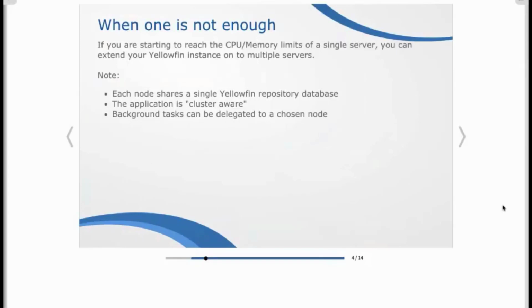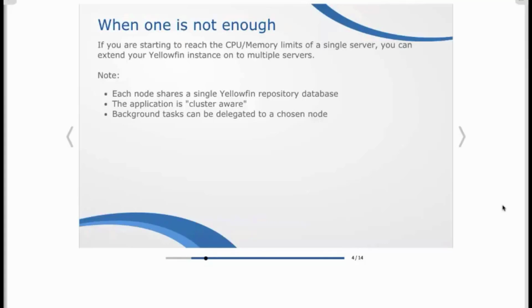Note, just as a few initial points, that each node essentially shares a single Yellowfin repository database. So, for example, if you run Yellowfin in a cluster, you might have 4 different nodes. It is still communicating with a single Yellowfin repository database. So you're not having 4 different repository databases in this model.